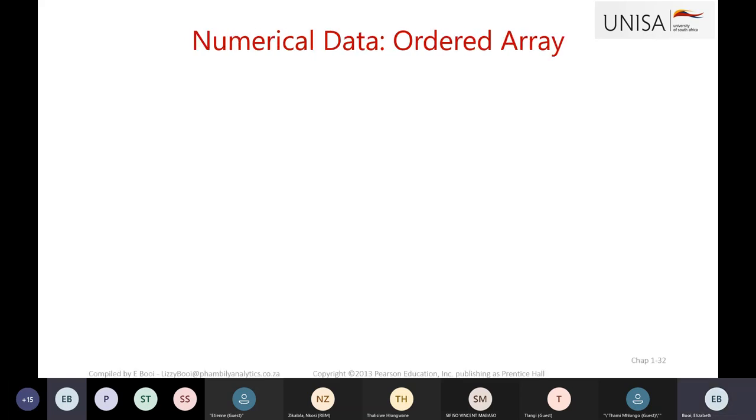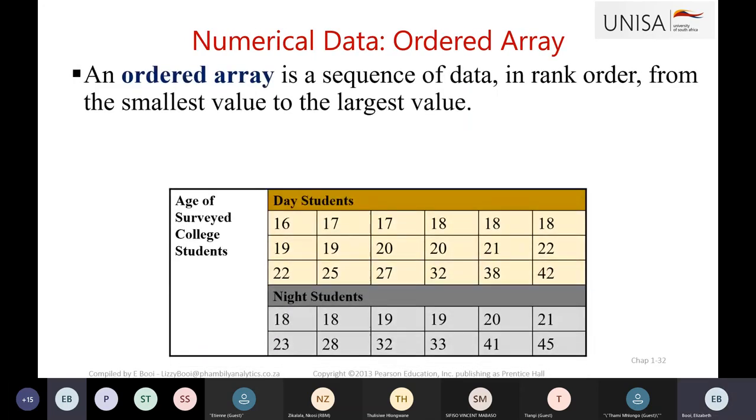So how do we then use an ordered array? An ordered array, like I said, is when you take your data and put it in ascending order, from lowest value to highest value. If you look at my data, I have day students and night students, and I have their ages. You can see that for both day students and night students, the ages are ordered from lowest value to highest value.